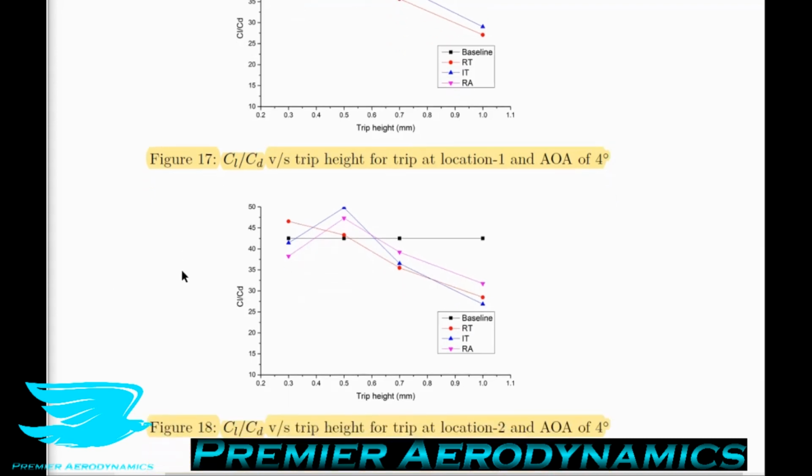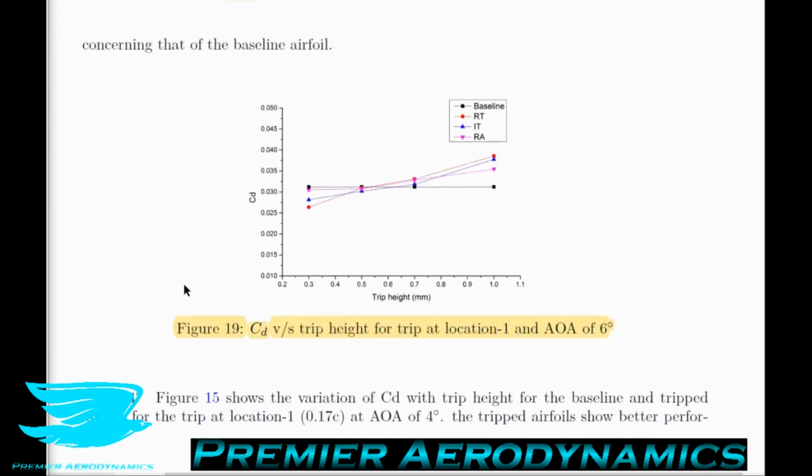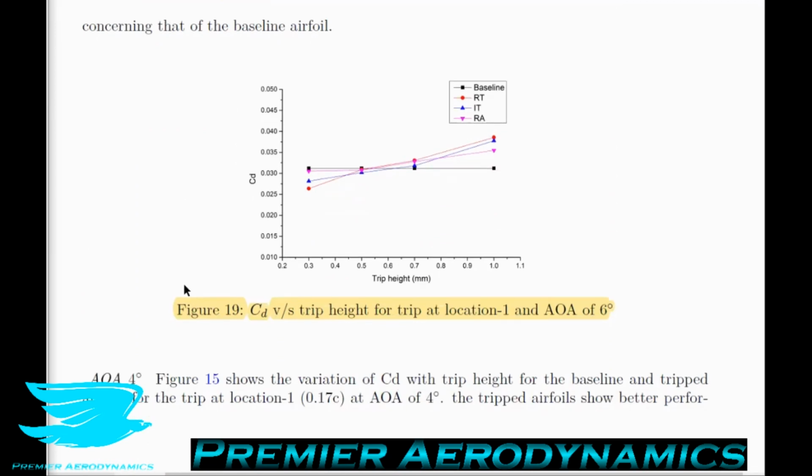So we talked about angles of attack of 4 degrees. Now let's move on to 6 degrees as promised. So figures 19 and 20 deal with this for the drag coefficient.